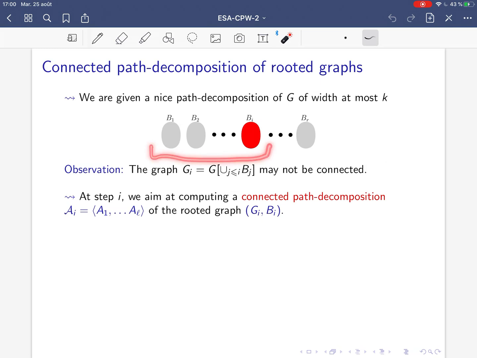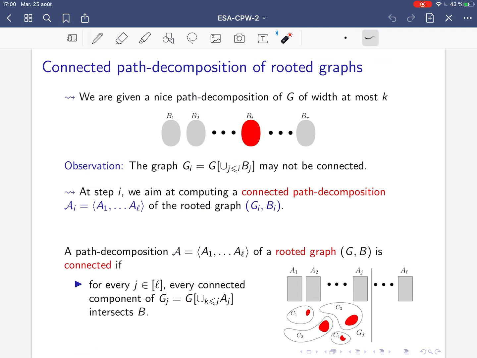The trick here is that you may observe that the prefix graph Gi induced by the bags b1 to bi may not be connected. So we have to define what will be a connected path decomposition of a rooted graph. Here, this graph Gi will be a rooted graph with bi, here the red bag, being the set of boundary vertices.